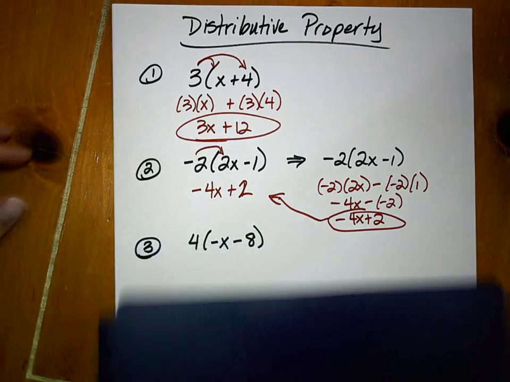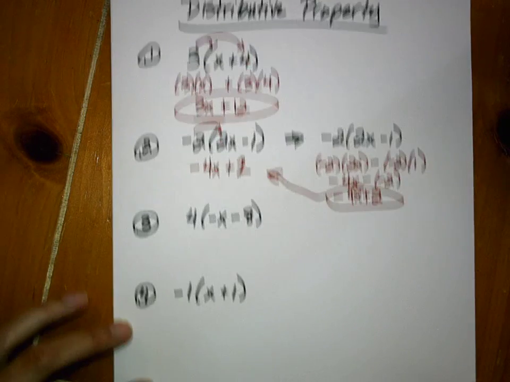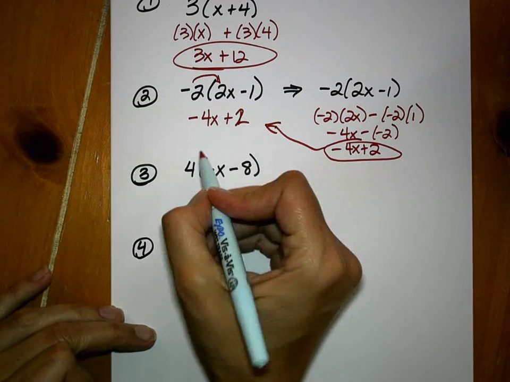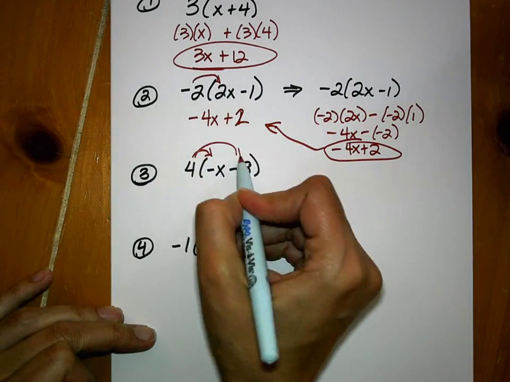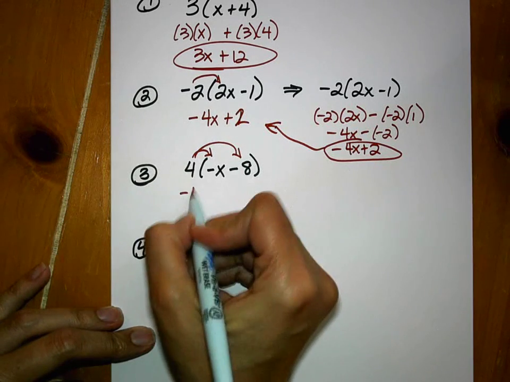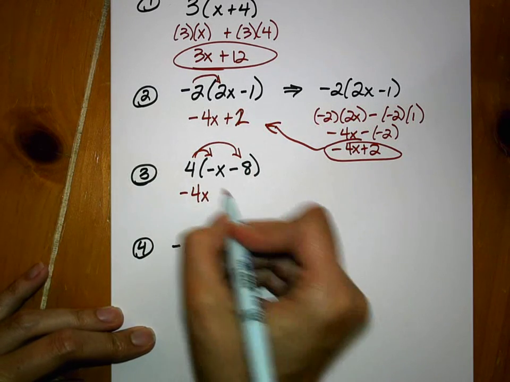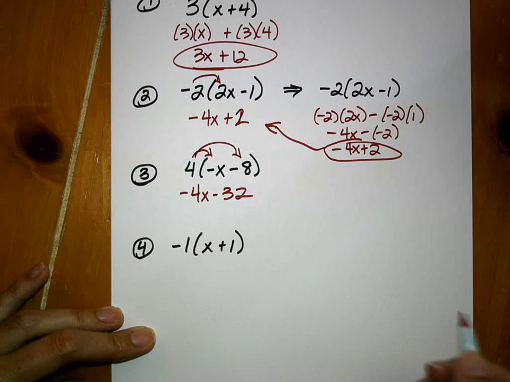Okay, 2 more examples and we'll finish up this video. We're going to multiply 4 times negative x minus 8. 4 times negative x is negative 4x. 4 times negative 8 is negative 32.